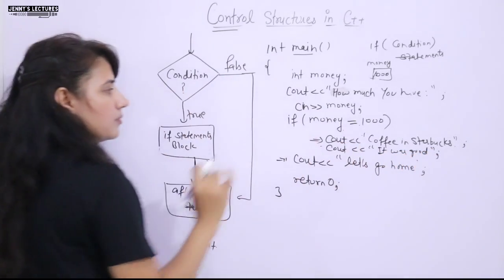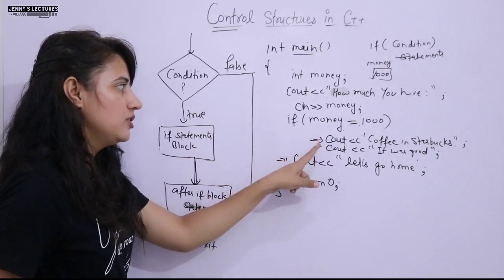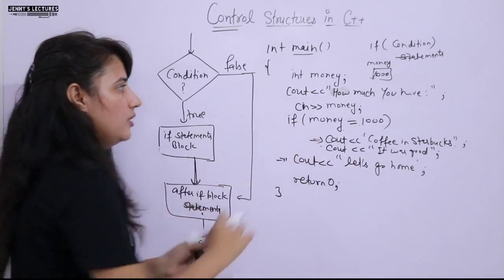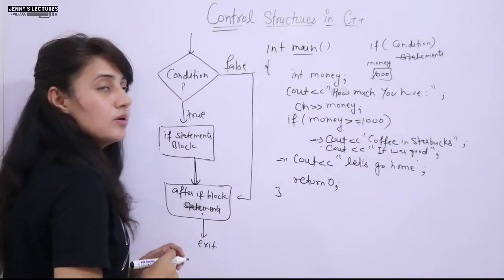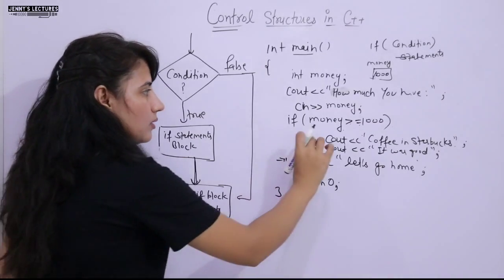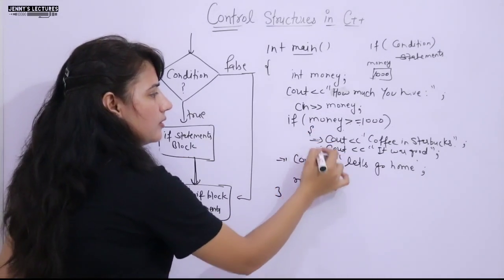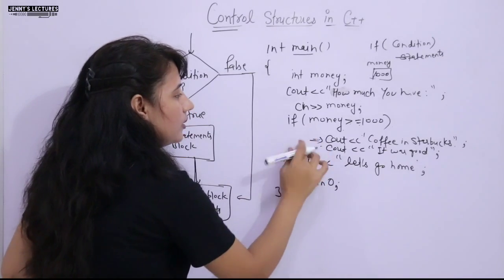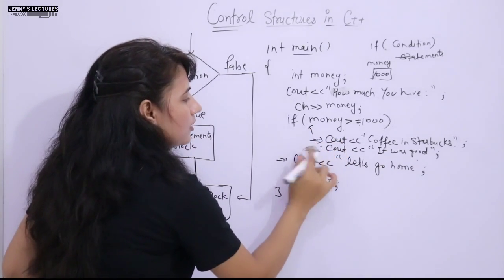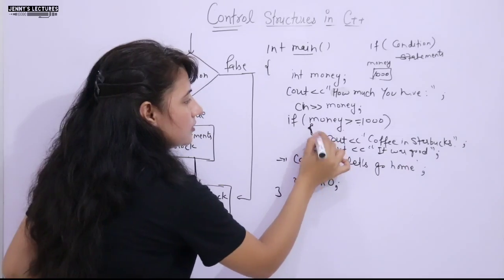I want these two lines to be part of this if block. Money is greater than or equal to 1000. So, if you don't put these curly brackets, then what will happen? Suppose I first put the curly brackets around these two lines.